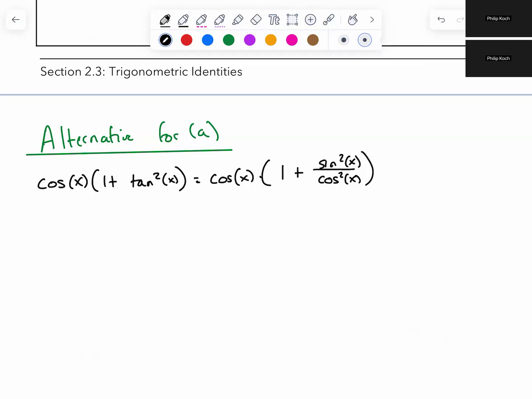outside the box. So if I'm truly lost and I can't remember my identities, try and convert things to sines and cosines. Then I'll try and do, so this is a quotient identity, and then I will distribute. That gives me cosine of x plus sine squared of x over cosine of x. That's just some algebra, right?